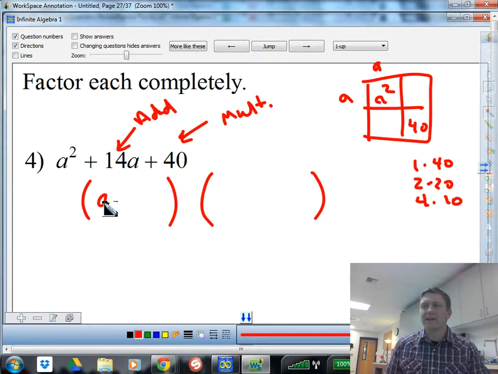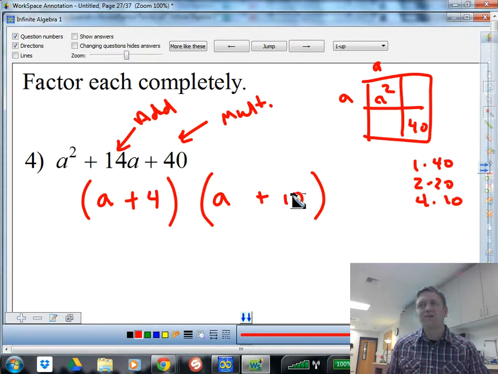So we have an A times A gives you A squared. And then what 2 numbers multiply together to give us 40, and then also add together to give you 14? Well, it looks like 4 and 10 is a good combination. So we go plus 4 plus 10. Double check this combination and say, well, 4 times 10 is 40. 4 plus 10 is 14.